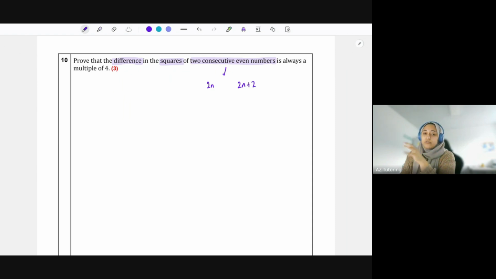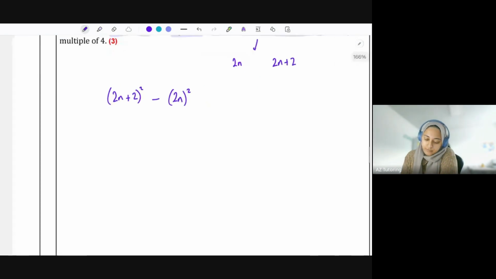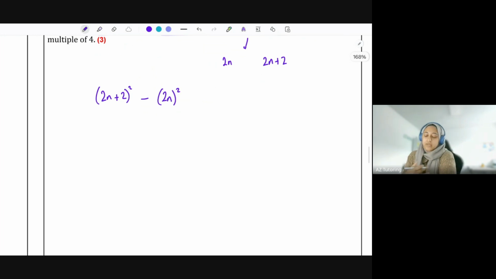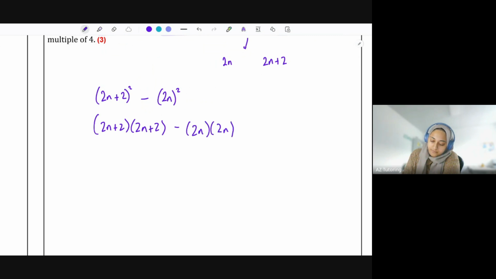Because I'm doing the difference, I need to minus these from each other. So I'm going to minus the smaller one from the bigger one: 2n plus 2, and then 2n. And because I'm doing the squares, I have to put a square around both of them, and I'm minusing them. Okay, so let's expand and see what we get. So this one, we get 2n plus 2 times 2n plus 2 minus 2n times 2n.